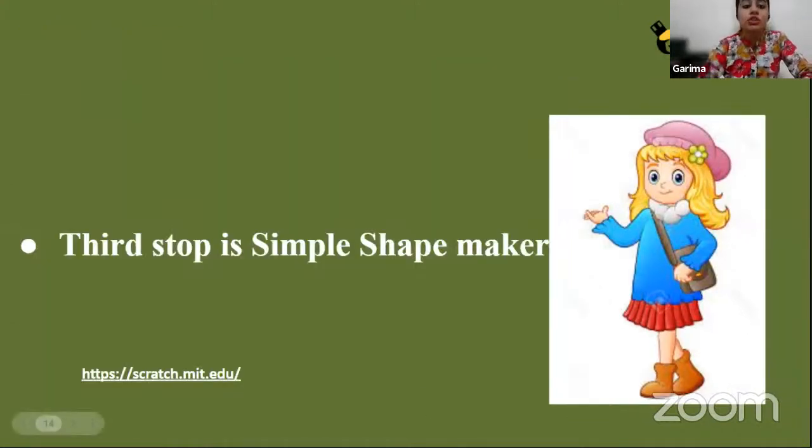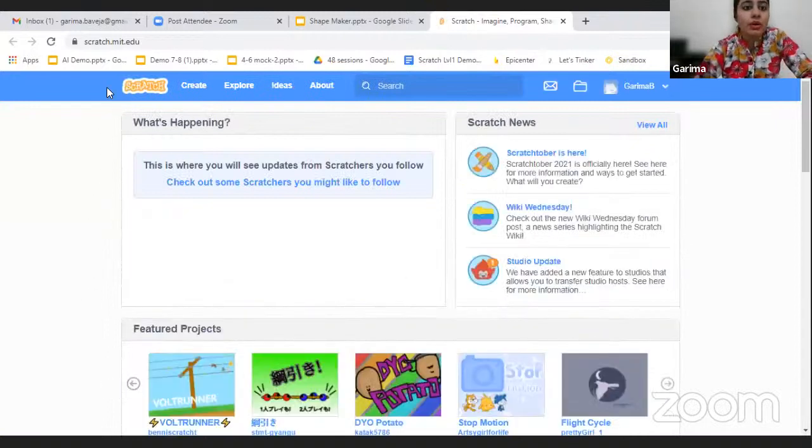Now our next stop is the shape maker. Now let's draw different shapes. So this is my Scratch platform. I will just click here on create.